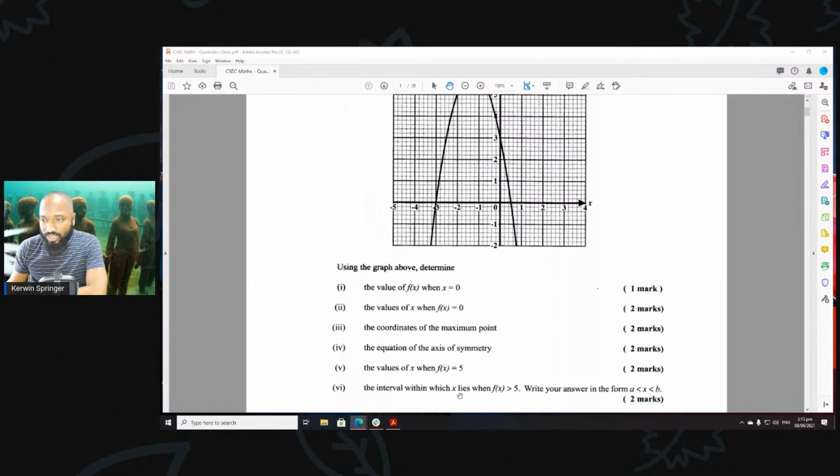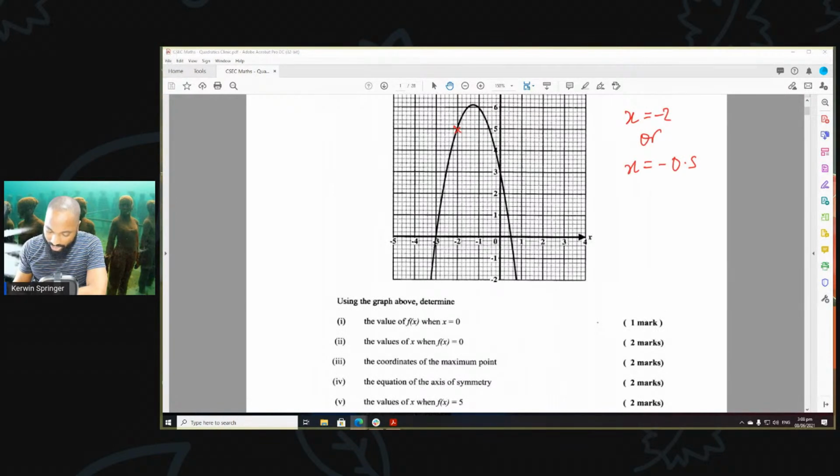The interval within which x lies when f of x is greater than 5. So this is a nice little follow-up. Where is f of x greater than 5? So you want the interval where x lies when f of x is greater than, I don't think they had the equal to, if I remember correctly. So this is a kind of sandwich thing. So you're going to put the x here, and then you're going to put the negative 2 here and the 0.5 there. You all agree with me? Anybody have any concerns about that? Because you want when the graph is above 5 during that little split there.